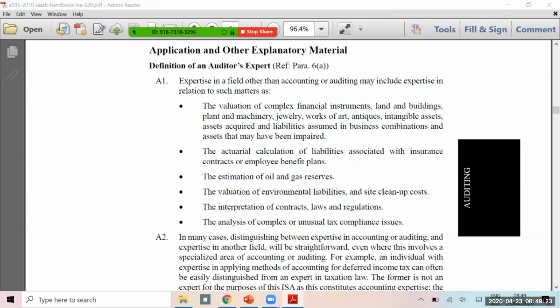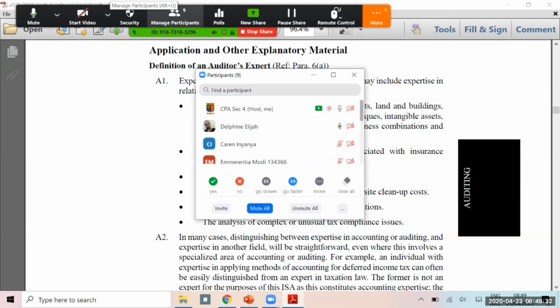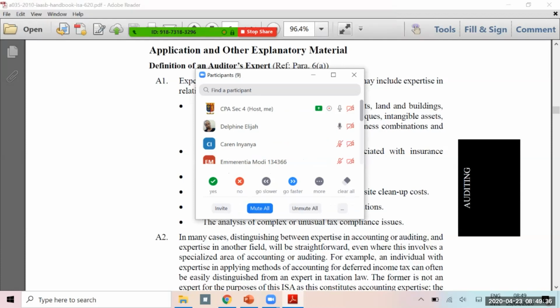Who would you require, Delphine? I don't know. Hey, you don't know, Delphine. Who tells you what water is under the ground? Okay, don't worry. Let me check someone else.